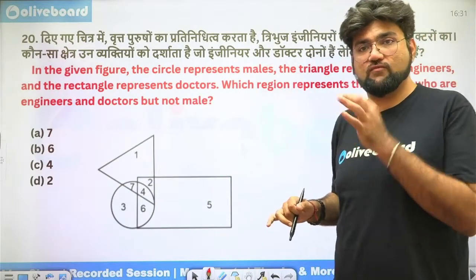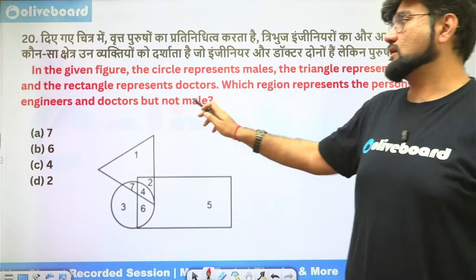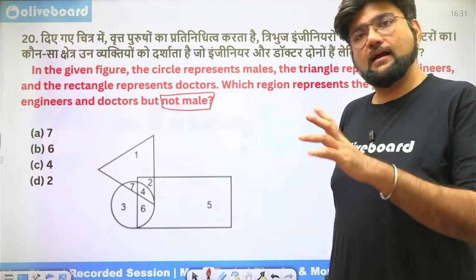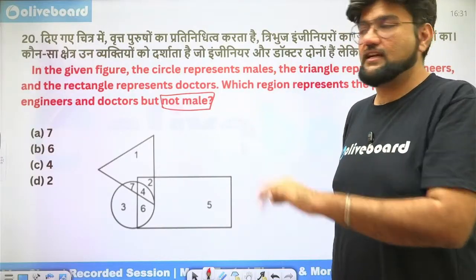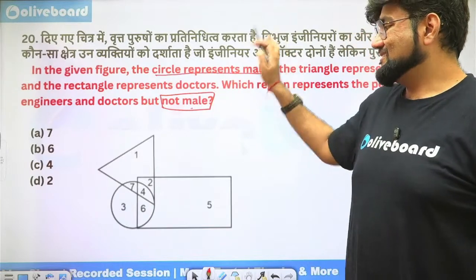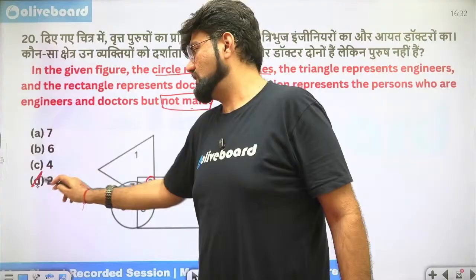Read the question first. The question is asking me which region represents the persons who are engineers and doctors but not male. Only focus on not male. If they have asked you something which is not there and the other two need to be there in a 3-figure set, focus on the one figure not male. See what is male. Male is circles. Just exclude the circles and the other two should be common. So we have 2 as the correct answer. Option D.